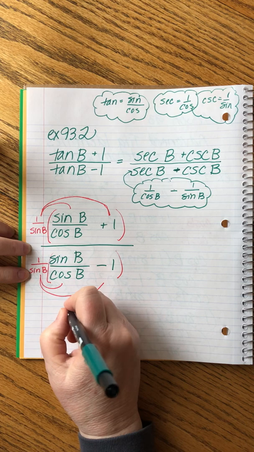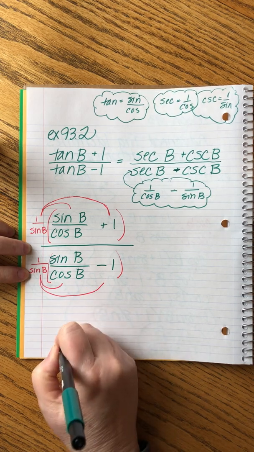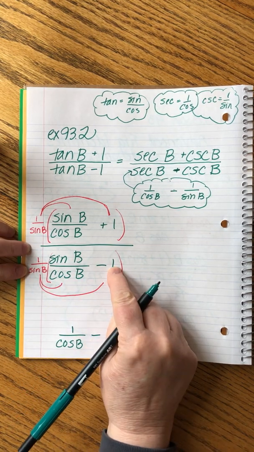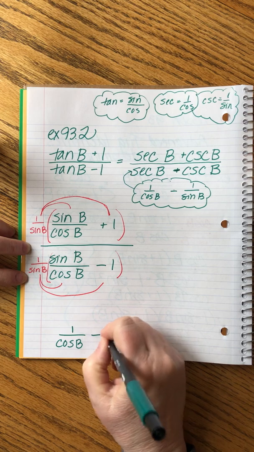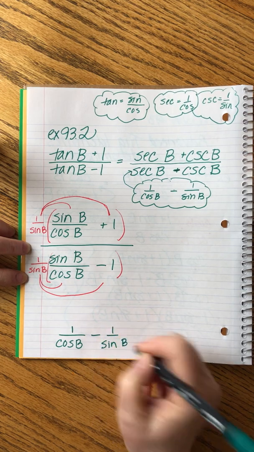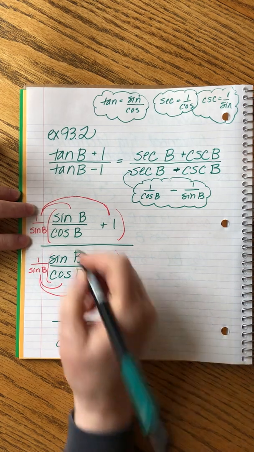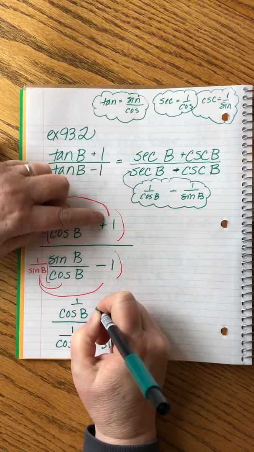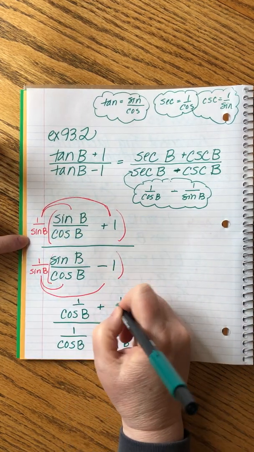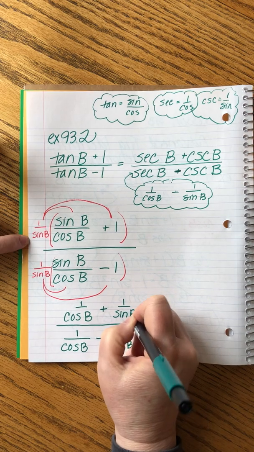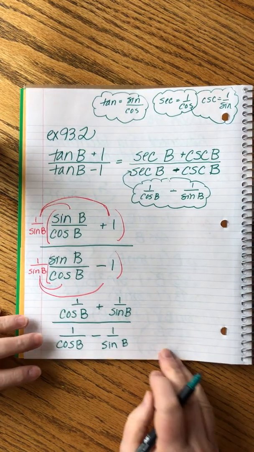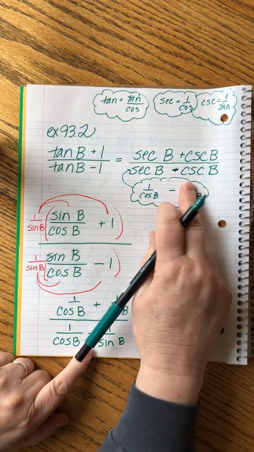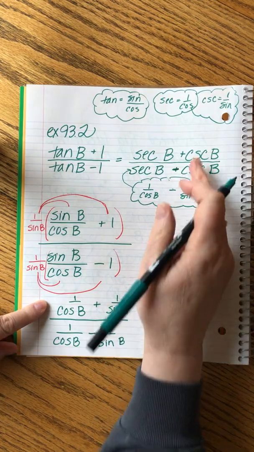This one cancels, and I get, let's see, I'm on the bottom, 1 over cosine of b, and then it will be minus, and I'm multiplying 1 times that, so it's just 1 over sine of b. And on top, these cancel, and it's plus, and then the second one. And look what happened. Our denominator matches the other version of this. And I see the top is perfect too.